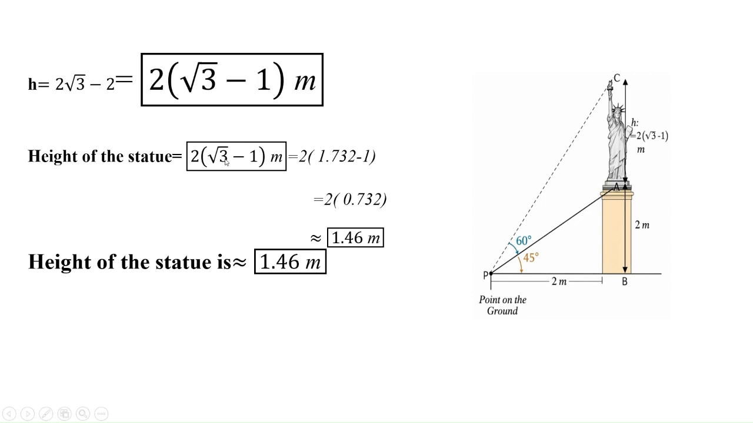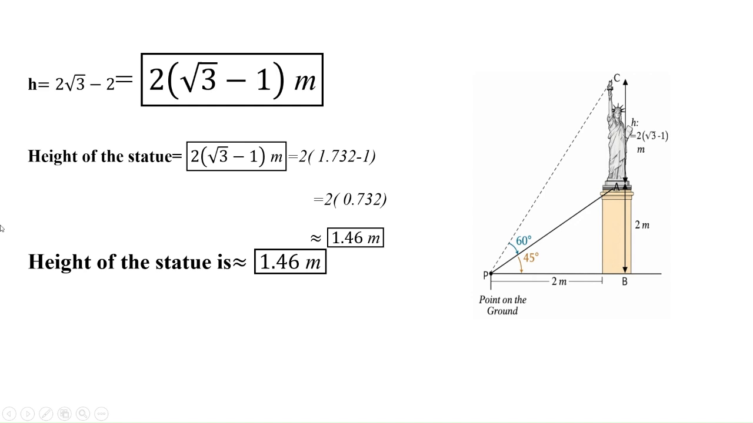So root 3 is equal to 1.732. That we know. We substitute the value: 2 into 1.732 minus 1. Obviously it becomes 2 into 0.732, which is approximately equal to 1.46 meters. That means the height of the statue h is approximately 1.46 meters.